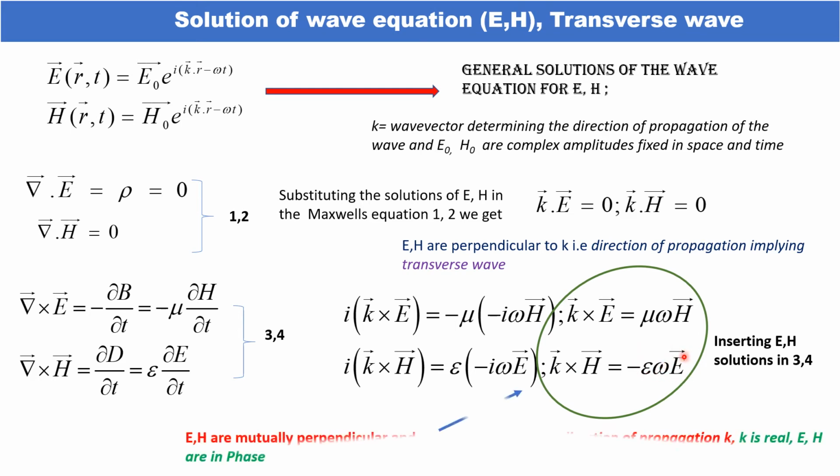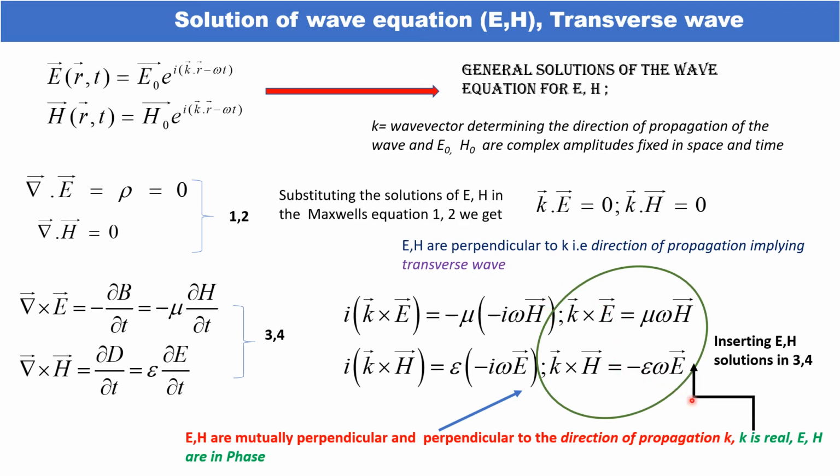From that we can see that E and H are mutually perpendicular. From this equation, the electric field and the direction of propagation are perpendicular to each other, and the magnetic field and the direction of propagation are perpendicular to each other. E and H are mutually perpendicular, and they are also perpendicular to the direction of propagation. So cumulatively, E, H and K are perpendicular to each other, implying a transverse wave.